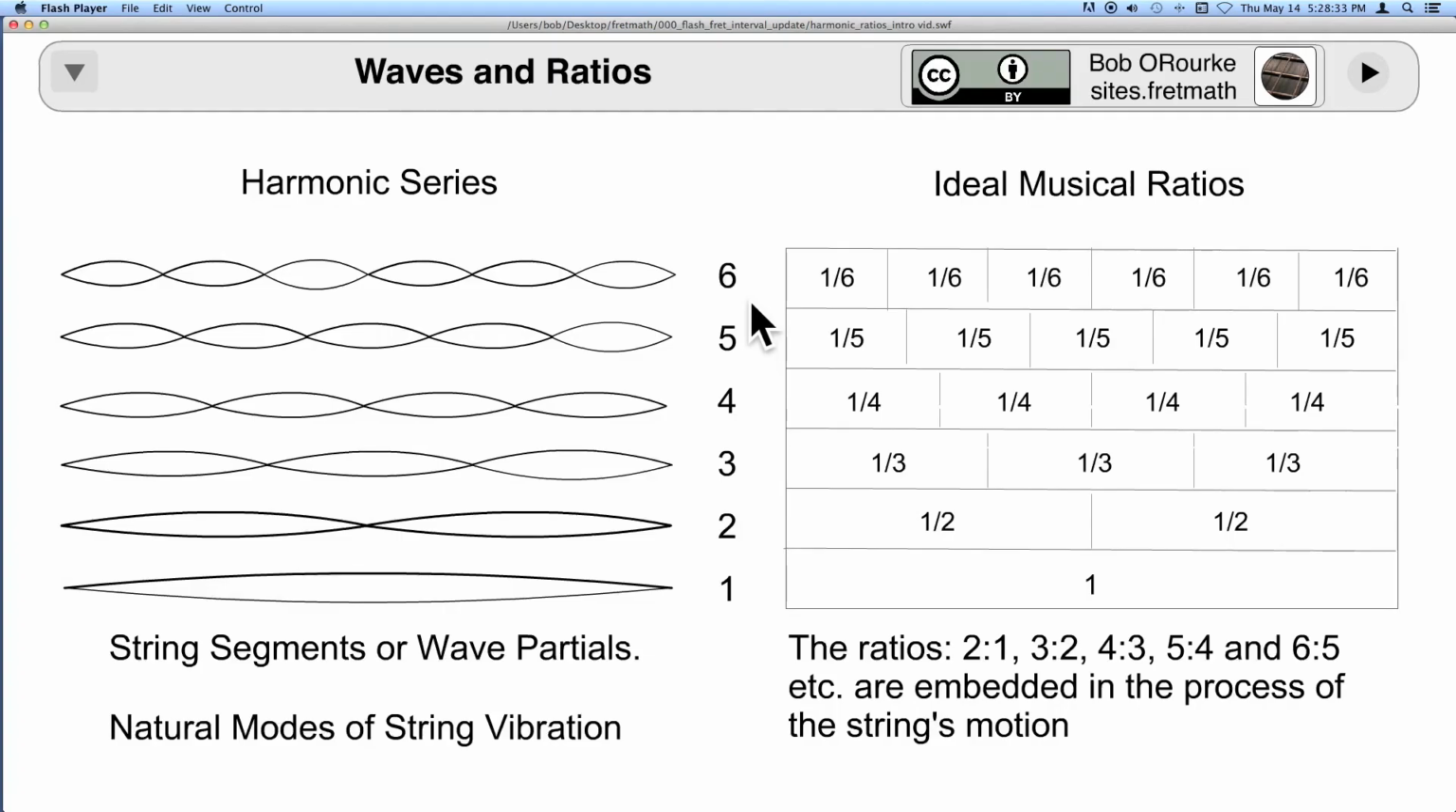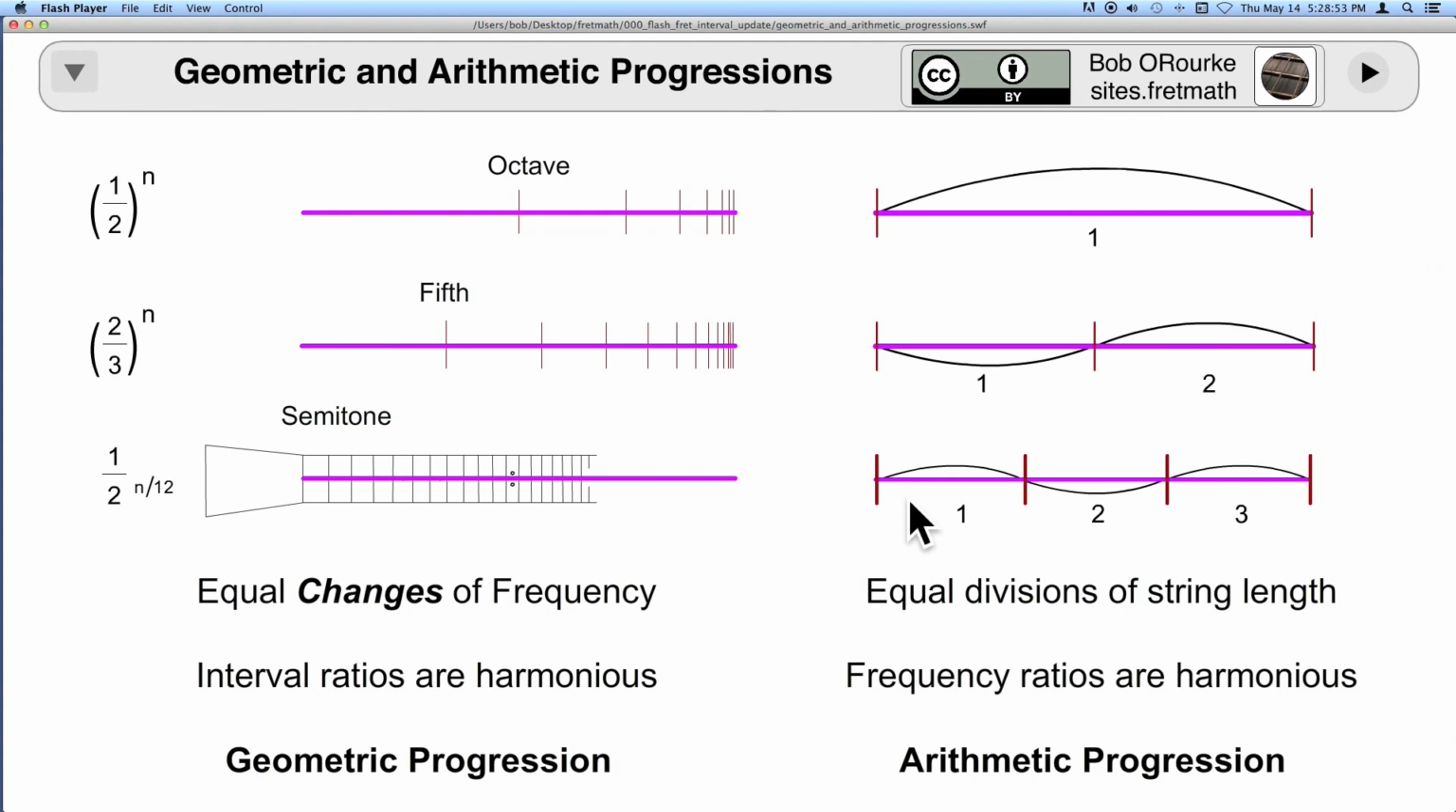Here again, the physical basis for the mathematical ratios derived from the natural modes of the string vibration. A harmonic series is an arithmetic progression, and all the frequency ratios are whole numbers, very harmonious, sound very good. Equal temperament is a logarithmic geometric progression. The ratios of the intervals, the changes of frequency, is what is harmonious, and it gives you a better mathematical image of what's going on, a better mathematical model. It enables you to predict things a little bit better.